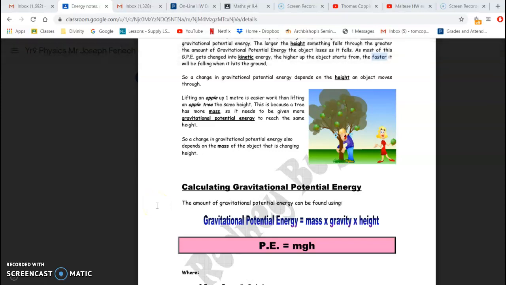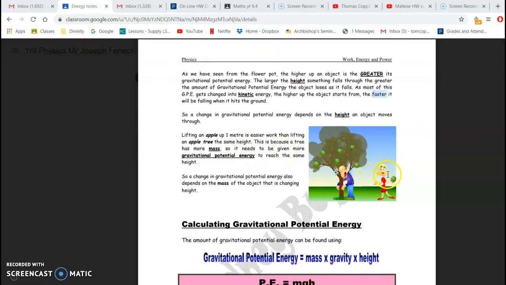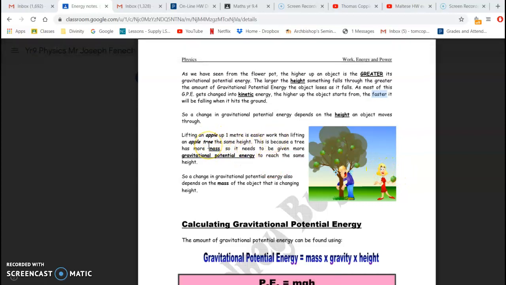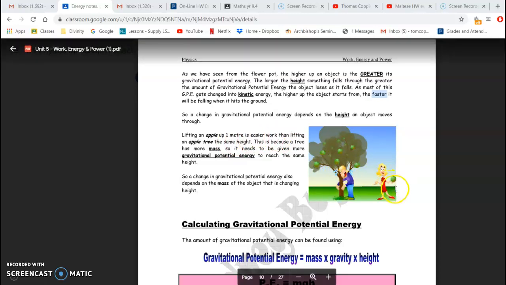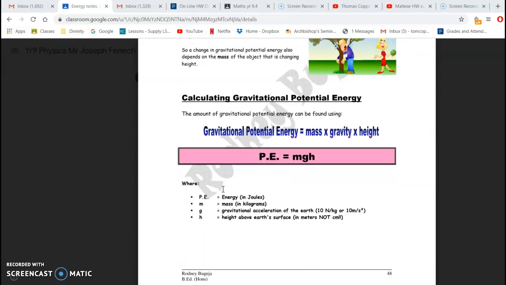Adding to that, this is another example. Lifting an apple, which this lady is holding, lifting an apple 1 meter is easier work than lifting an apple tree the same height. This is because the mass of the tree is, of course, larger than the mass of one apple. So it needs to be given more gravitational potential energy to reach the same height. So a change in gravitational potential energy depends on the mass of the object that is changing height. So mass is very important.